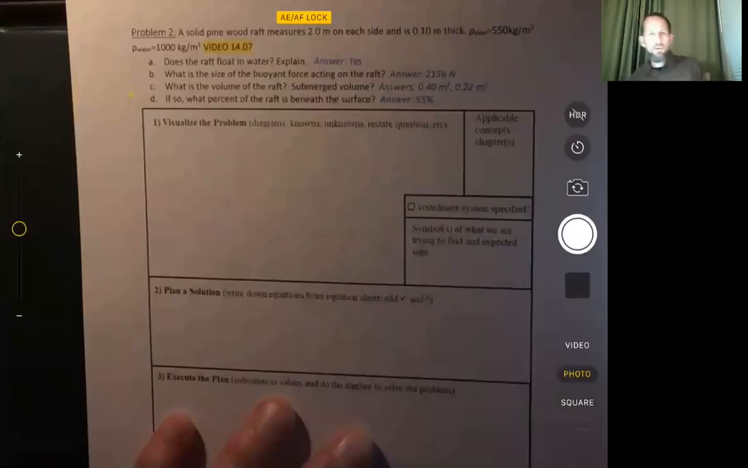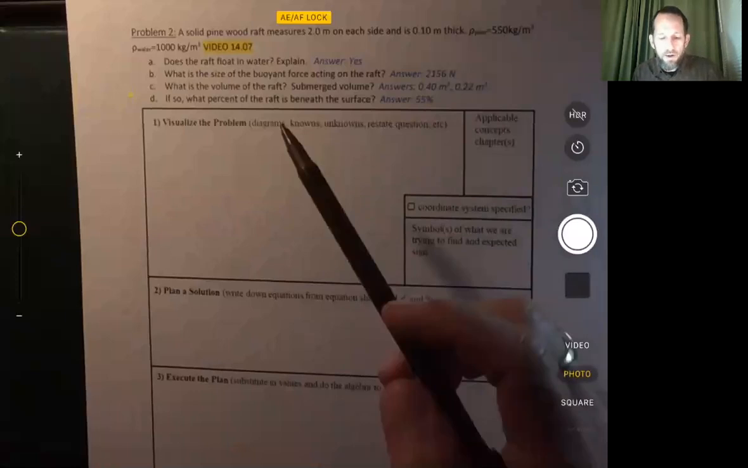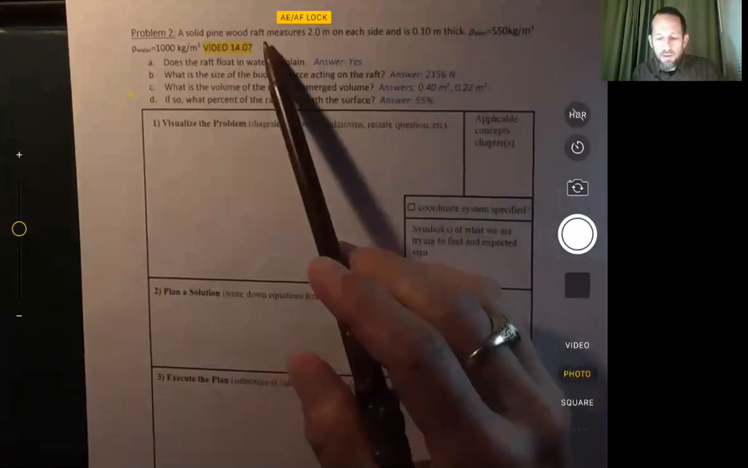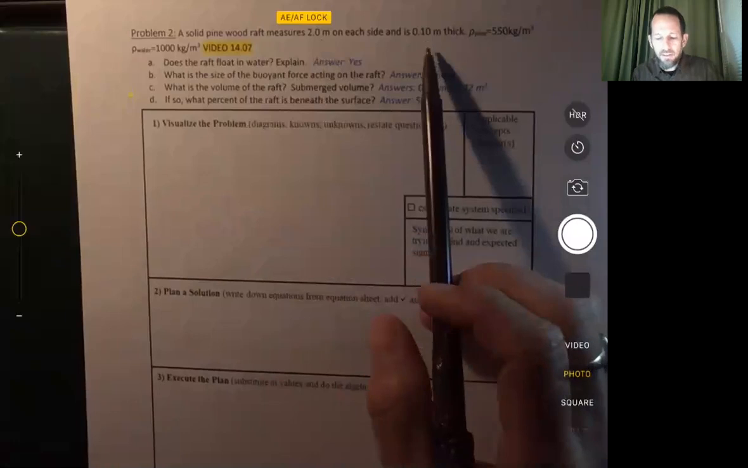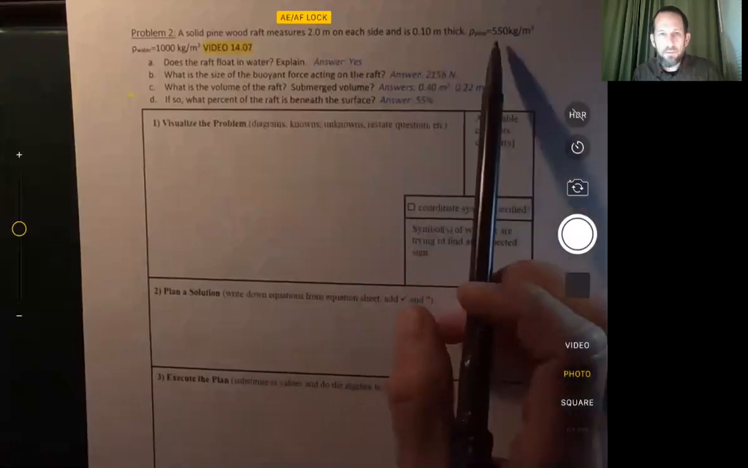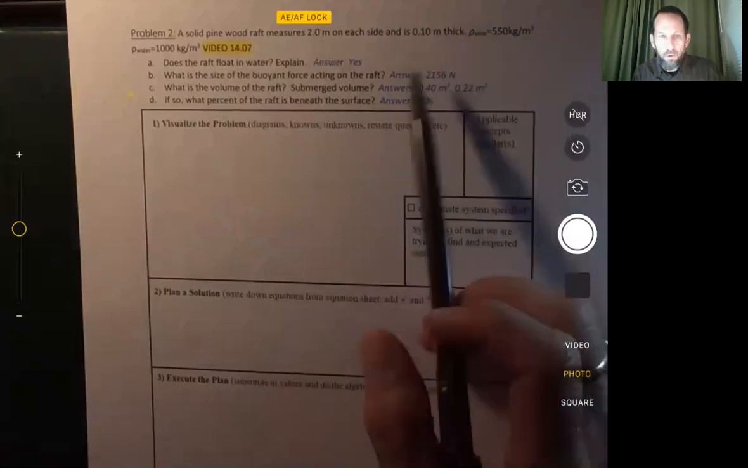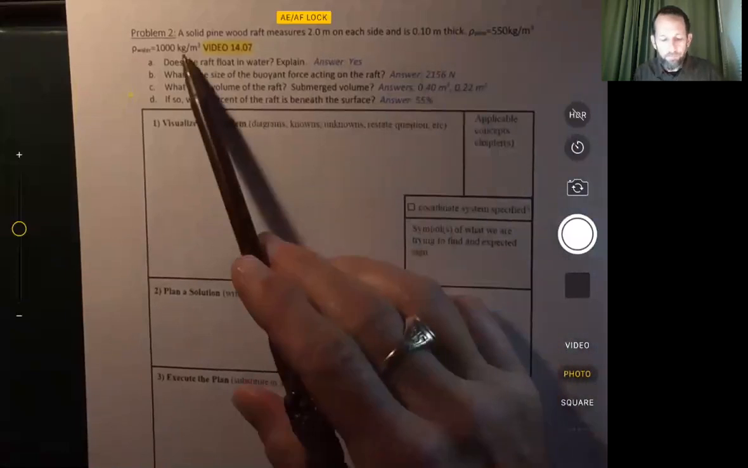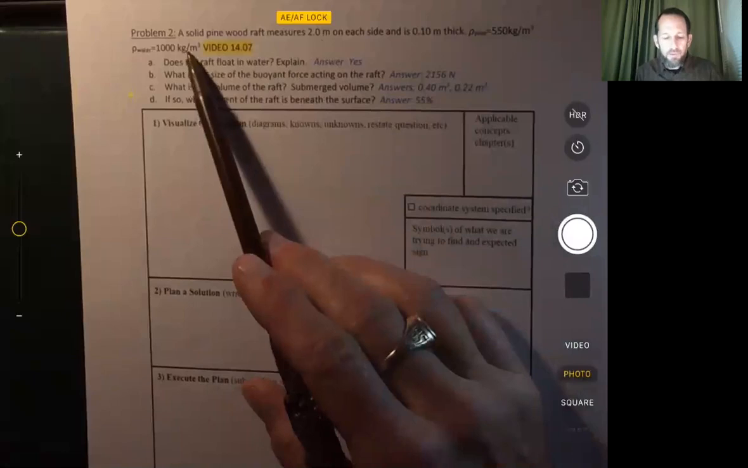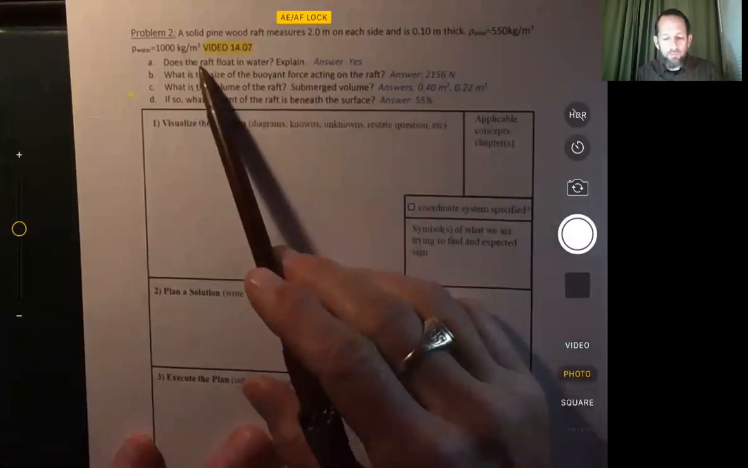All right, hello everyone. We're going to look at a problem of a wooden raft that we know the dimensions of. We know the density of the wood that the raft is made out of, and we know the density of the water it's in. So not a whole lot of given information here.